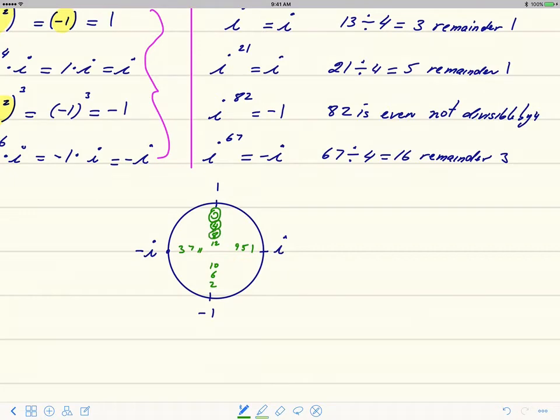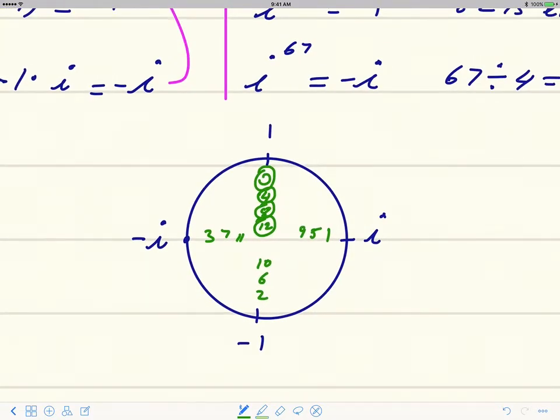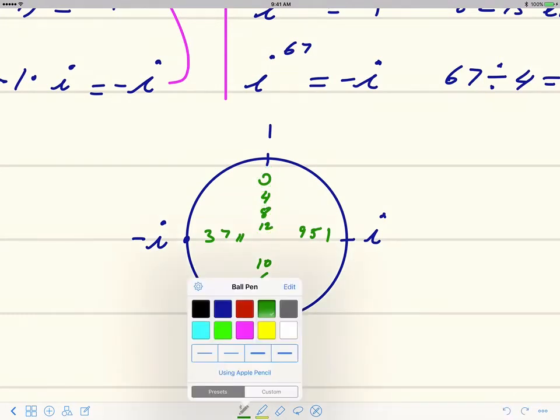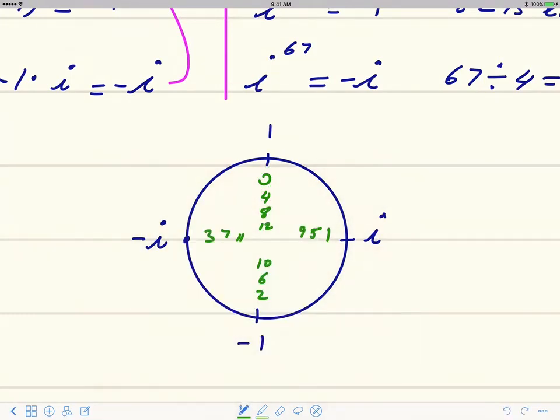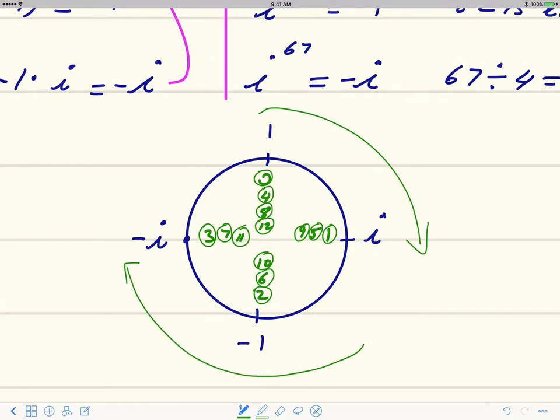So these are exponents. You see, when the exponent is 0, 4, 8, or 12, the answer is going to be 1. When the exponent is 1, 5, or 9, the answer is going to be i. When the exponent is 2, 6, and 10, the answer is going to be negative 1. 3, 7, and 11, the answer is going to be negative i. Okay, so you have this kind of nice clock model to evaluate exponents.